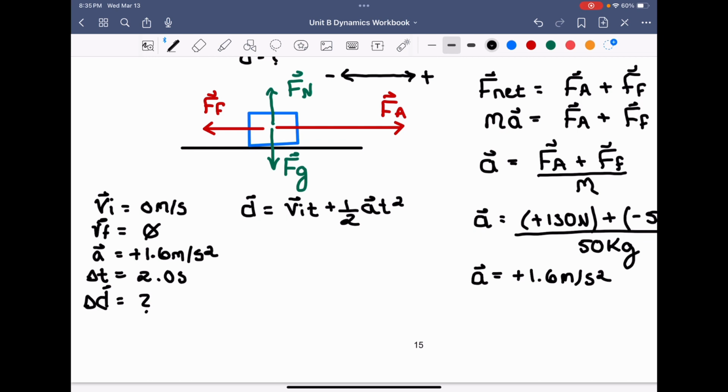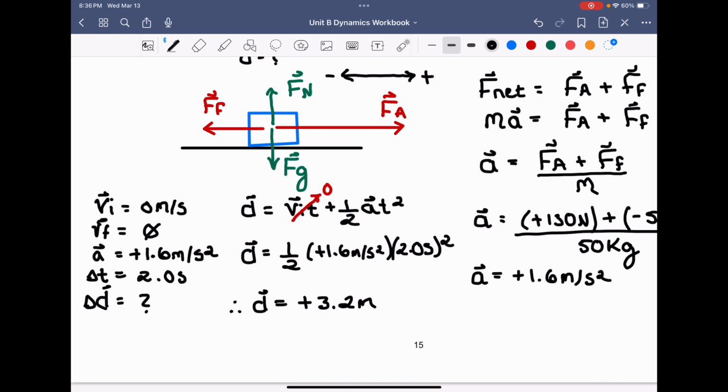There we go. Now, from here, right away, we can wipe out the VIT because we know that VI is 0 and anything times 0 is just going to cancel. And this is going to leave us with displacement is equal to 1/2 times the acceleration, which was positive 1.6 meters per second squared, multiplied by the time squared, which was 2.0 seconds squared. And if you do the math in your calculator, therefore the overall displacement is equal to, and remember, we got 2 significant digits throughout this problem, it's going to be positive 3.2 meters, or the other way we can say this is 3.2 meters. Based on the way we wrote out this and based on the context of the problem, 3.2 meters east.